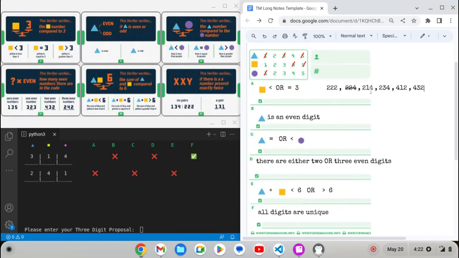So 2, 1, and then switch 4. 2, 1, oh wait, 2, 1, 4, and then 2, 3, 4. Okay. And then 4, 1, 2, 4, 3, 2. Okay, yes. So now let's analyze these and see, are there any ambiguous solutions? So let's look at the sum.